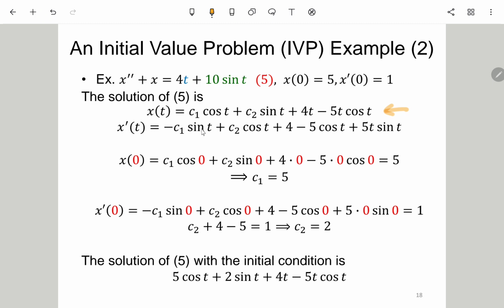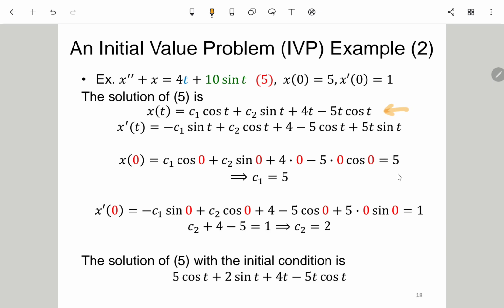So x prime of t will be, cosine becomes negative sine, sine becomes cosine, 4t becomes 4, negative 5t cosine t becomes negative 5 cosine t here, and then cosine t becomes negative sine, so plus 5t sine of t goes to here. Okay, so this is the first derivative of x with respect to time. Here we can plug in t to be 0 for x, so x of 0 equals 5.